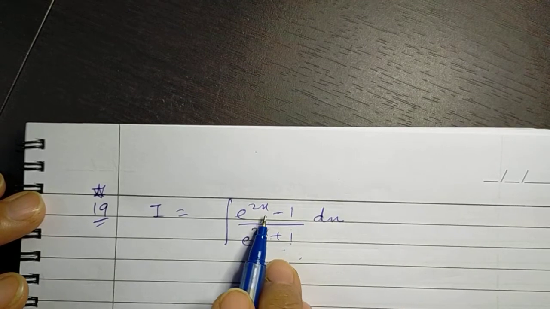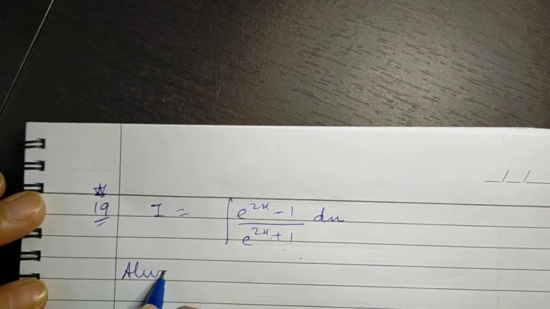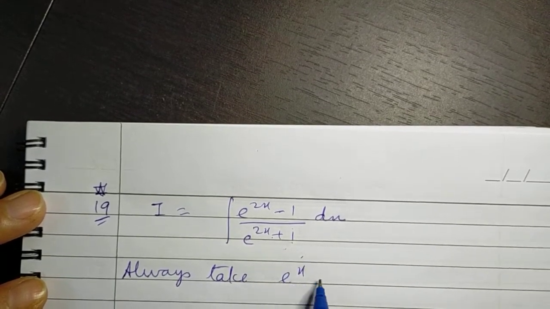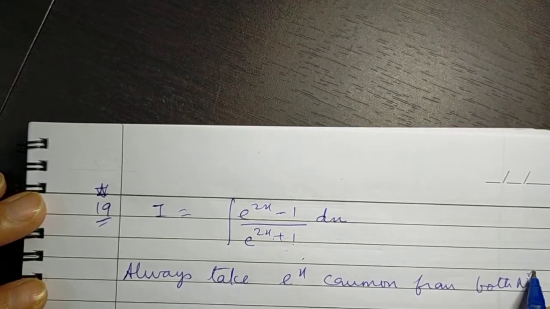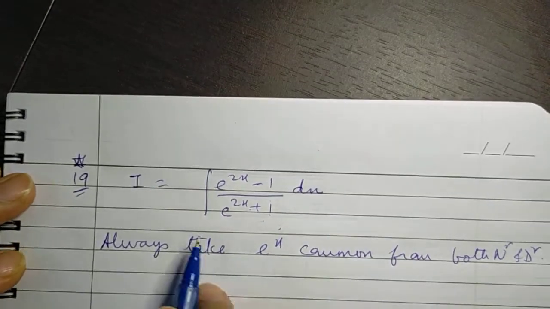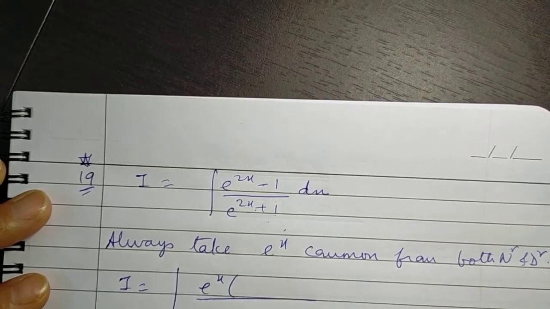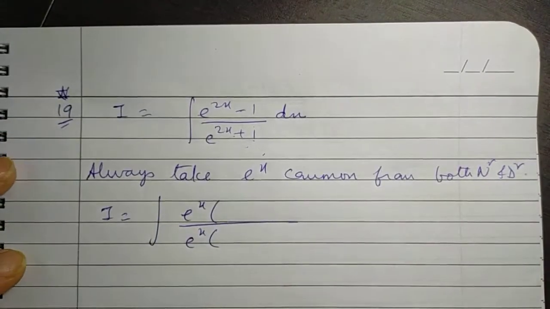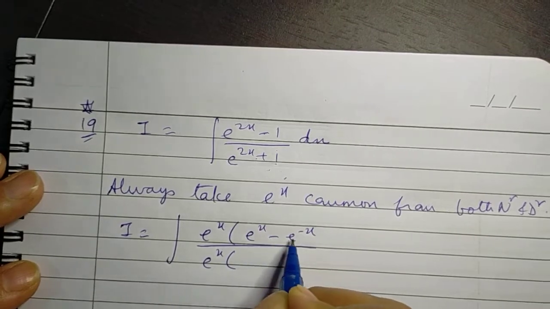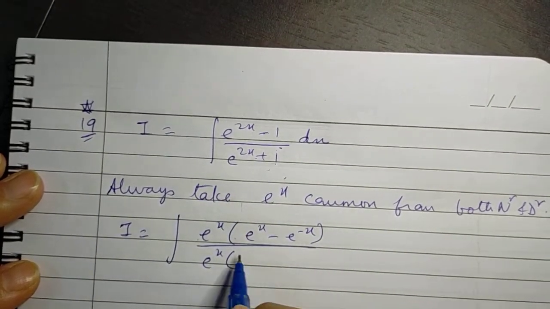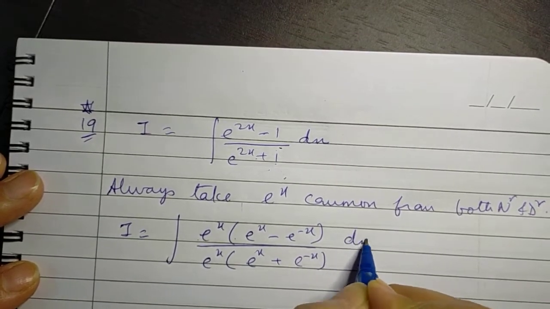So what we do is, in such a case we always take e raised power x common from both numerator and denominator. Now how will this help us? Let's see. I becomes equal to e raised power x, and I said I will take it common from both numerator and denominator. So let's see. Numerator becomes e raised power x minus e raised power minus x when you have taken e raised power x common. Same way, denominator becomes e raised power x plus e raised power minus x dx.